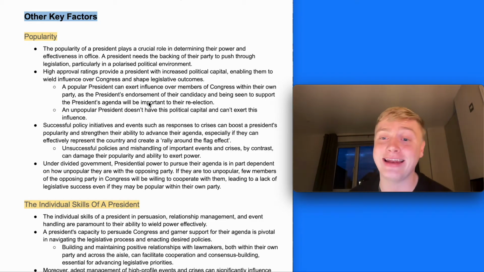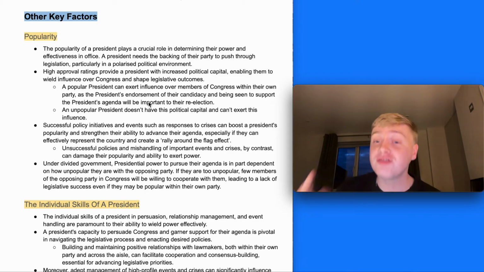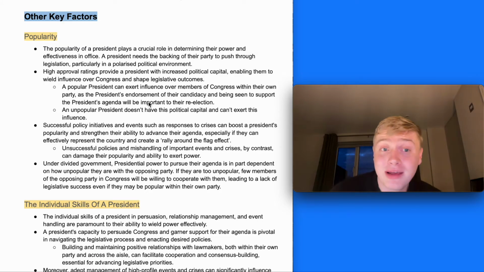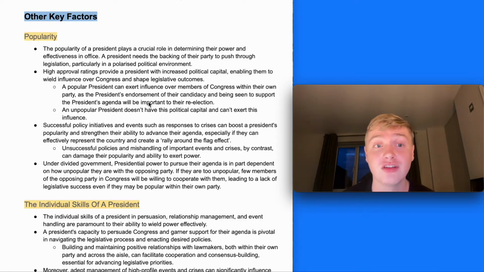Okay, so what we're going to have a look at now, before we look at the importance of timing and finally case studies of presidents, is other key factors that influence the president's power. First key one of these is their popularity. The popularity of a president plays a key role in determining their power and their effectiveness in office.